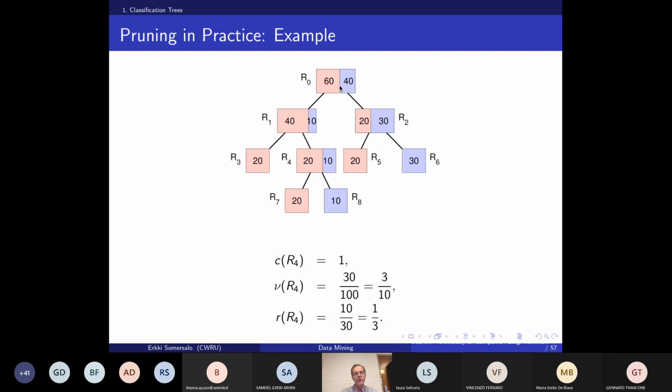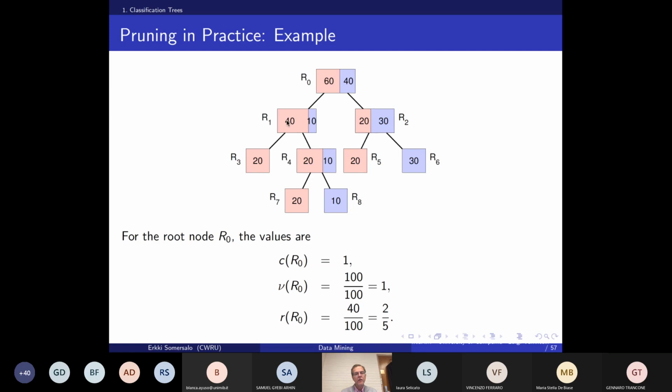We need to also check the root node because the root node may also be a winner. So let's look at the root node. If you would use R0 as a classifier, the winner-takes-all principle would classify your point into class number 1 because there are more red points than blue points. The importance of the root is huge because all points are there, so the importance is 1. And the misclassification error is 40 over 100, so all the blue points are misclassified. I see that the misclassification rate is 2 over 5, which is relatively high. So the importance is large, but the misclassification is also somewhat high.